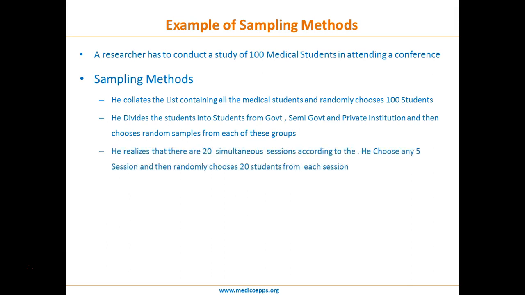The third way would be he realizes that there are 20 simultaneous sessions, and he chooses any 5 sessions, and in those 5 sessions he chooses any 20 students. So this is cluster sampling, where he finds easily accessible clusters, and among those clusters he chooses his sample. And finally he sits at the registration counter of the conference and chooses every 5th student who registers. So this is systematic sampling.